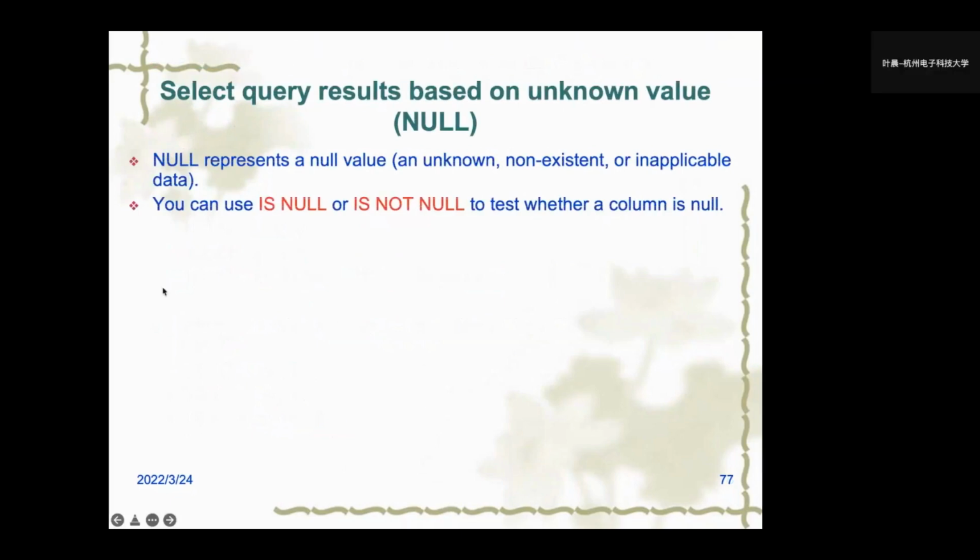So let's see how to select the query results based on an unknown value. This is NULL. NULL represents a non-value. It's unknown, non-existent, or inapplicable data. So you can use IS NULL or IS NOT NULL to test whether a column is NULL.